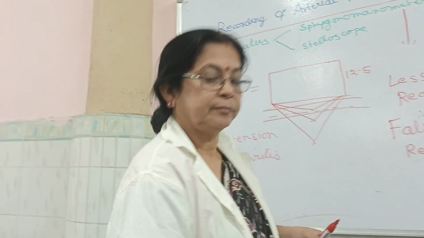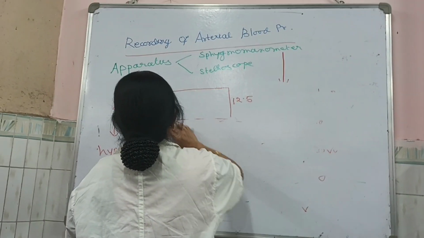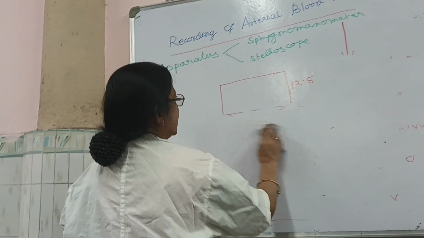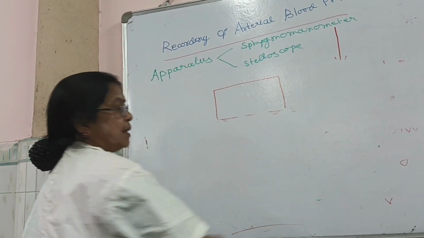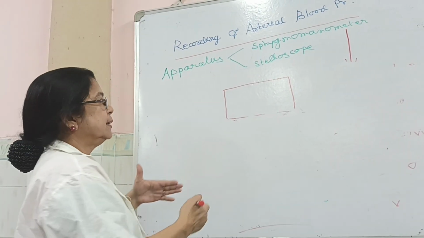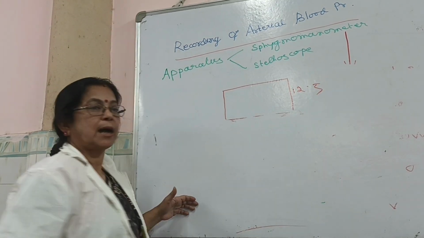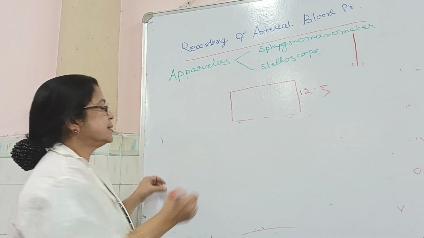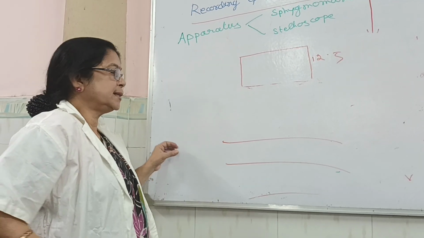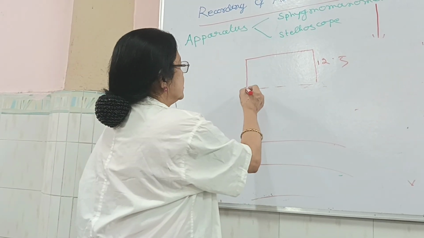Now, in the case of the popliteal artery, you have to make the subject prone. Then you have to grab the thigh. With the help of this 12.5 centimeter adult arm cuff, the popliteal artery is over here. You are trying to measure the blood pressure of the popliteal artery. So what will happen?